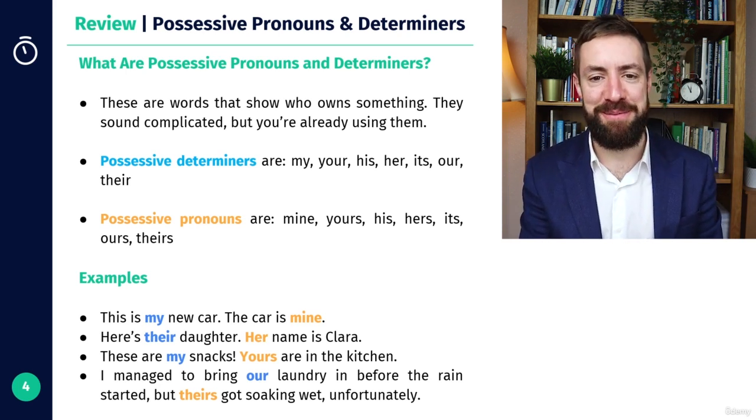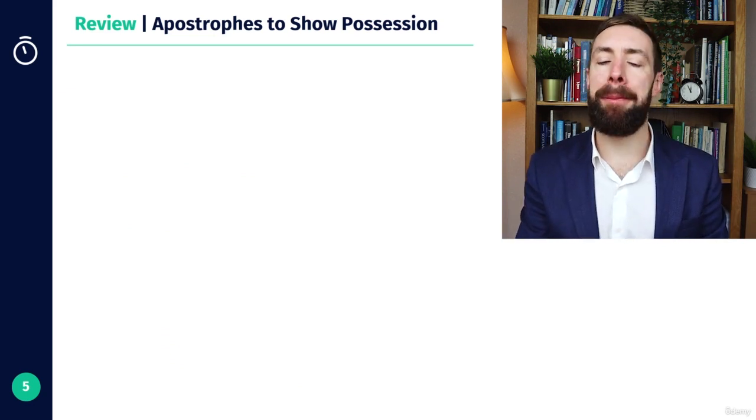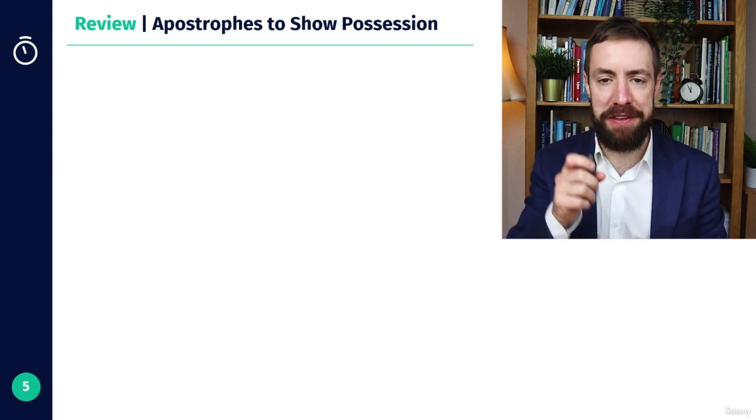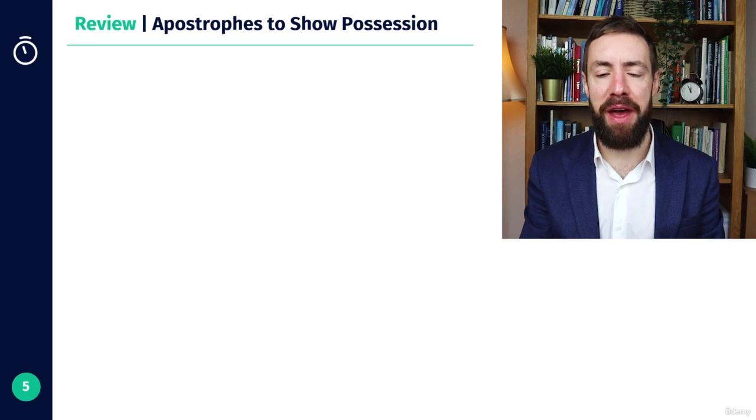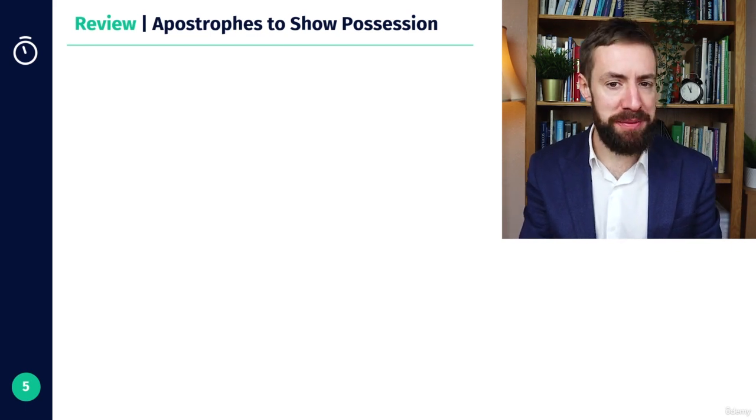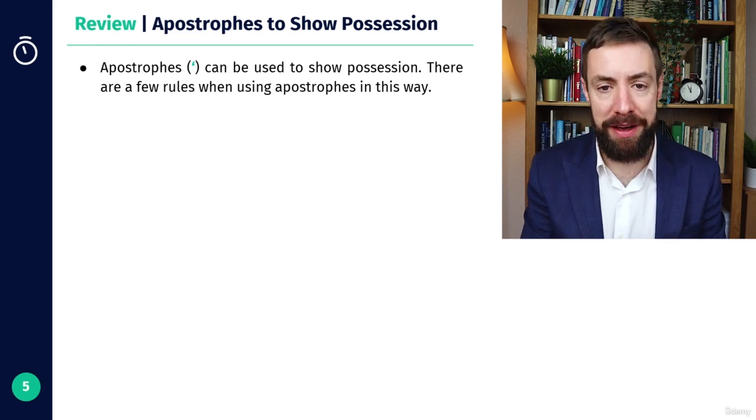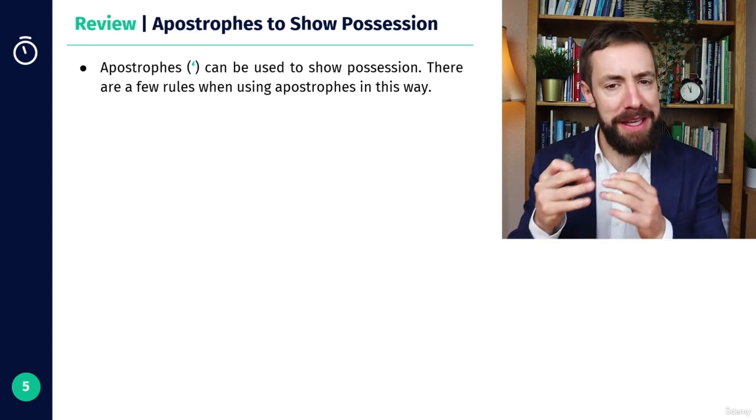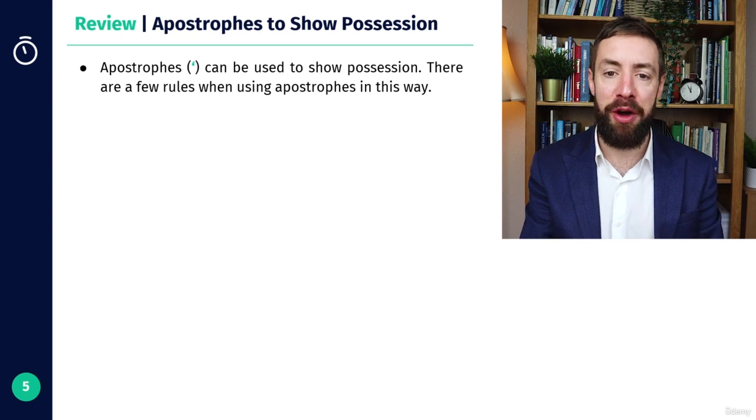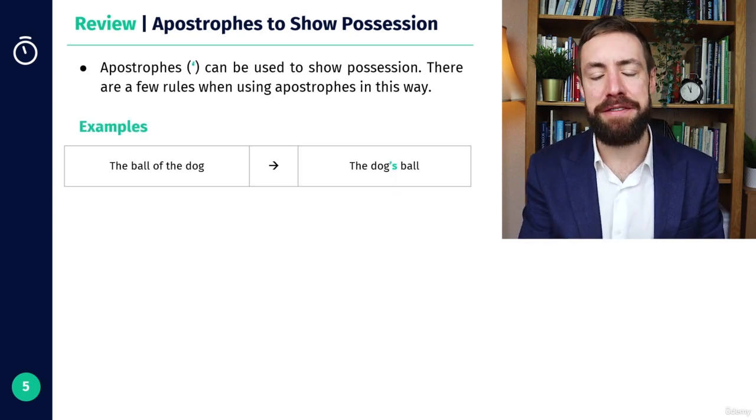Bad news for them. The next thing to look at is apostrophes. So those are the little marks that we see when we're showing the possession of something. So there are a few rules that we have to remember. And the easiest way is just to look at some correct examples. So let's see the first one.